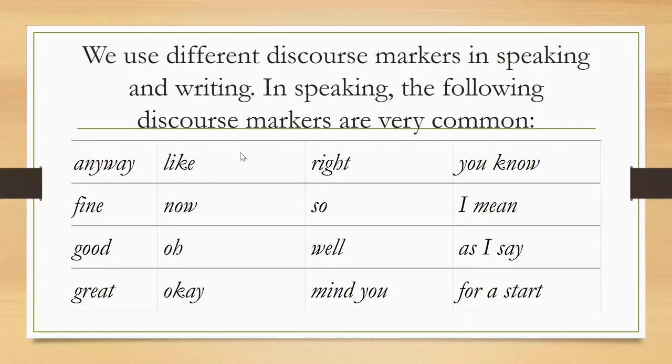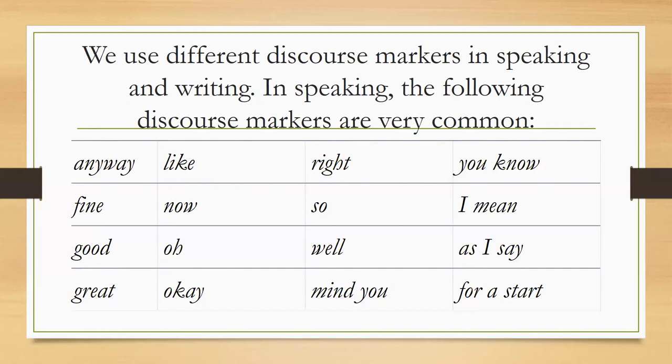Okay, so let's move on. We use different discourse markers in speaking and writing. In speaking, the following discourse markers are very common. So, anyway, like, right, you know, fine. Fine, as in you agree to something. Not necessarily something is beautiful, but you agree to something.